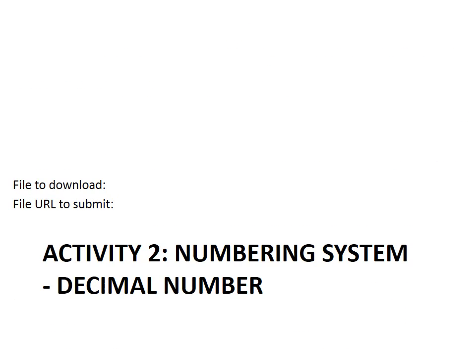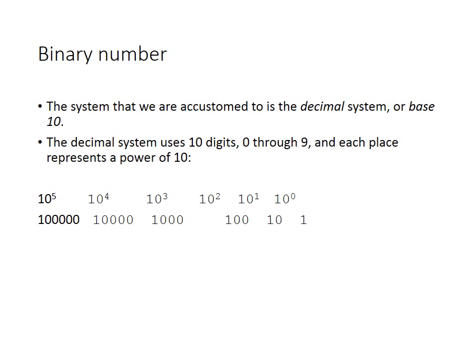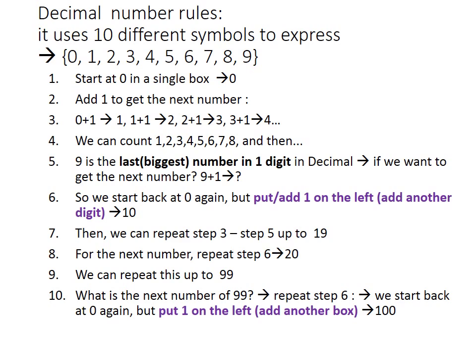Now let's see decimal numbers first. The system that we are accustomed to is the decimal system, or base 10. The decimal system uses 10 digits, 0 through 9, and each place represents a power of 10. We use decimal numbers every day, so we do not think much about how it works. From 0 to 9, we use 10 numbers in the decimal system.